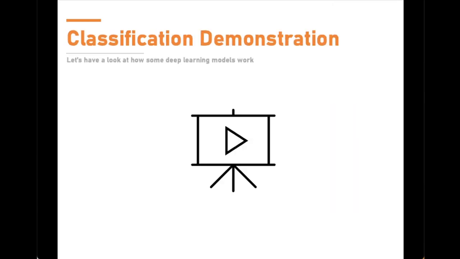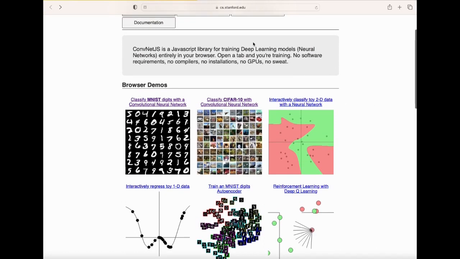All right, let's wrap artificial neural networks up by looking at one of the most commonly known problems in neural networks, which is the classification problem. I want you to have a look at this. When I click on the link in that slide, and I encourage you to do that and check for yourself, it directs me to this page, and I'm going to click on this browser demo here, classify CIFAR-10 with convolutional neural network.